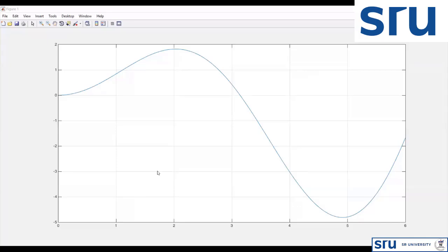See this graph. This problem I have actually given in the assignment. In that problem, you have to find the minimum value and maximum value of the function. You can find the minimum value at this point and the maximum value at this point. So from this graph you can find both. In the assignment I have written: find the maximum and minimum value of the function x sin x between 0 to 6. So here we have plotted it.